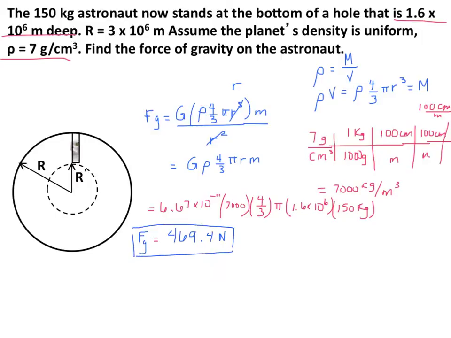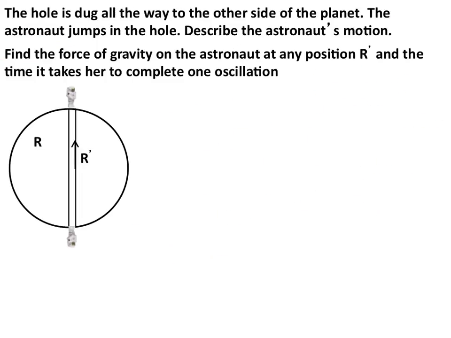acting on the astronaut. In this example, a hole is dug all the way to the other side of the planet. The astronaut jumps in the hole, and we're asked to describe the astronaut's motion. Again, we said based on the equation that we're going to have simple harmonic motion, and we're going to oscillate about the center. Here we're asked to find the force of gravity on the astronaut at any position r, and the time it takes to complete one oscillation. Again, this is a force of gravity equation that we just derived.